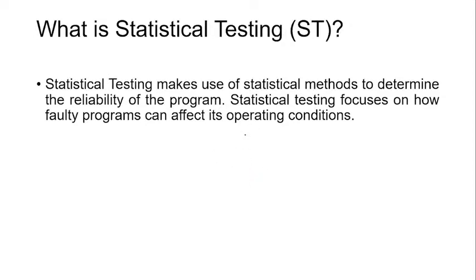Here, statistical testing makes use of statistical methods to determine the reliability of the program. We are using one of the standard formal approaches, a statistical method, to determine the reliability of the program. So statistical testing mainly focuses on how faulty programs can affect its operating condition.